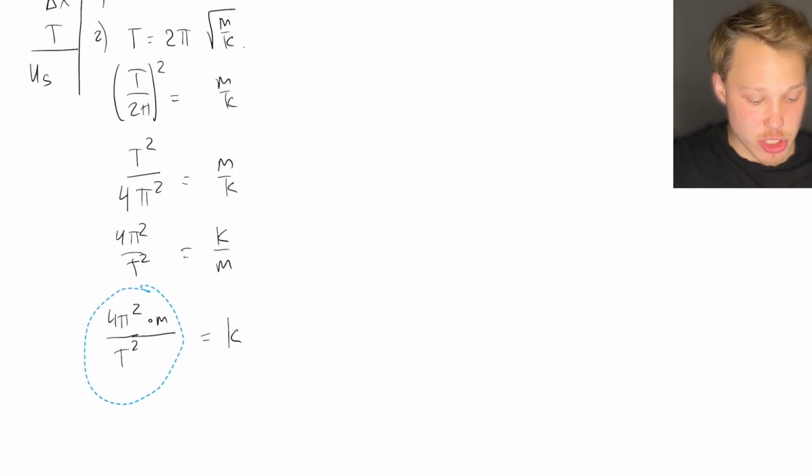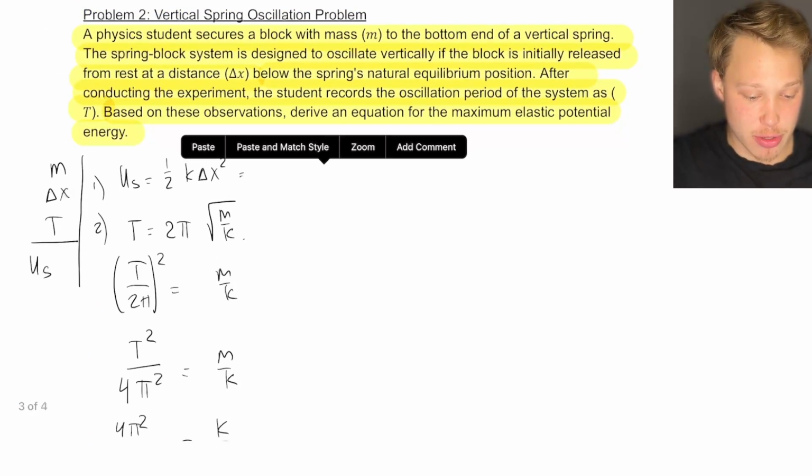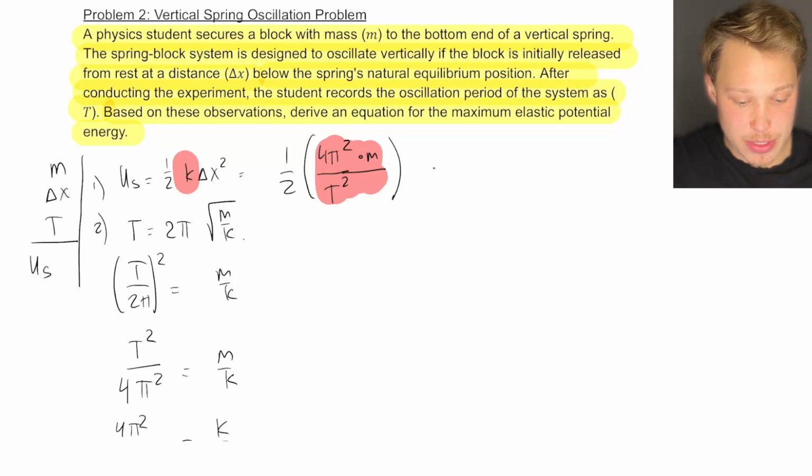So all I have to do is just plug this in for k, and my question is done. So right here, instead of k, I have this expression in terms of variables that are given. So this is 1/2 times this times delta x squared as our final answer.